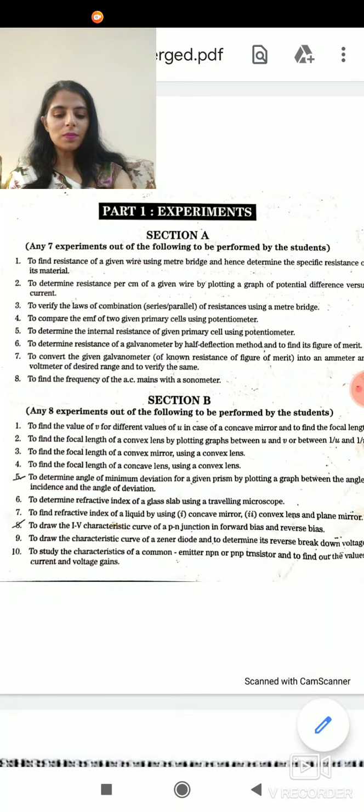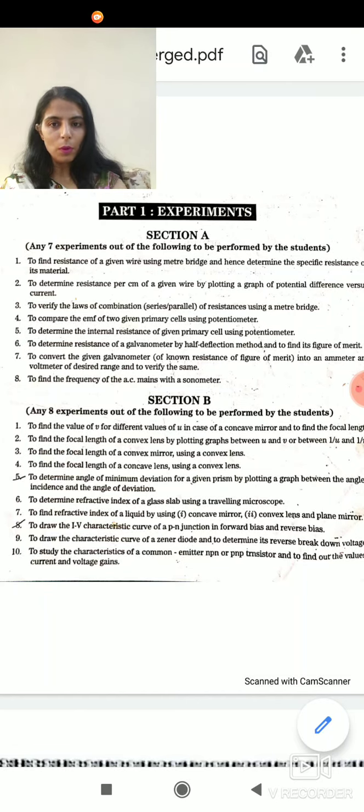Yes, dear students, today we will discuss how to make the practical file for our 12th board class. Actually, for this current session, that is 2020-2021, we have a total of 12 recorded experiments. The syllabus has been slightly changed by the board.